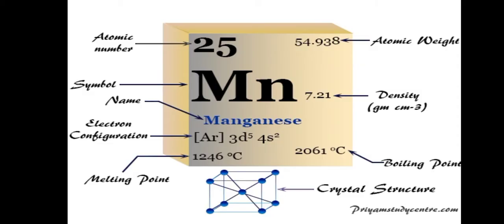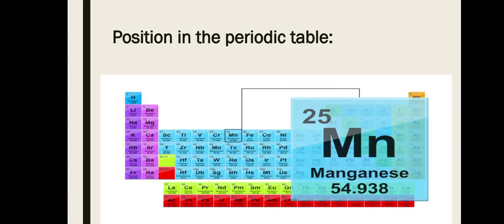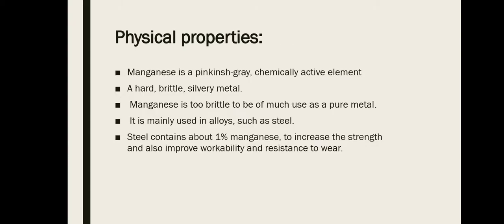And here is the simplest way to describe manganese. Here are the atomic number, symbol, name, electronic configuration, boiling point, atomic weight, density, crystal structure, melting point, etc. Here is the position in the periodic table. In the periodic table, Mn is placed in the seventh group and in the fourth period.